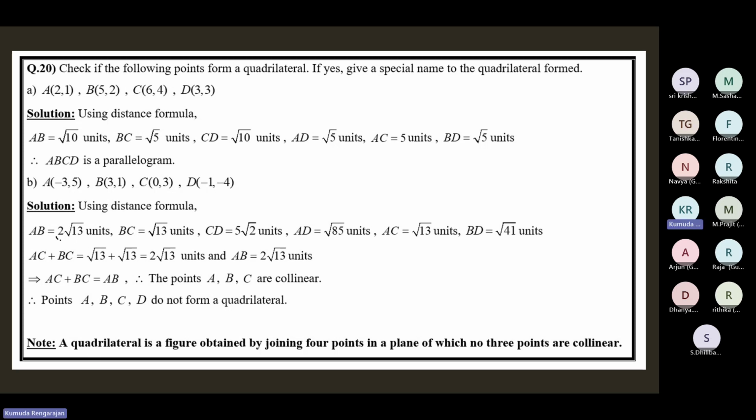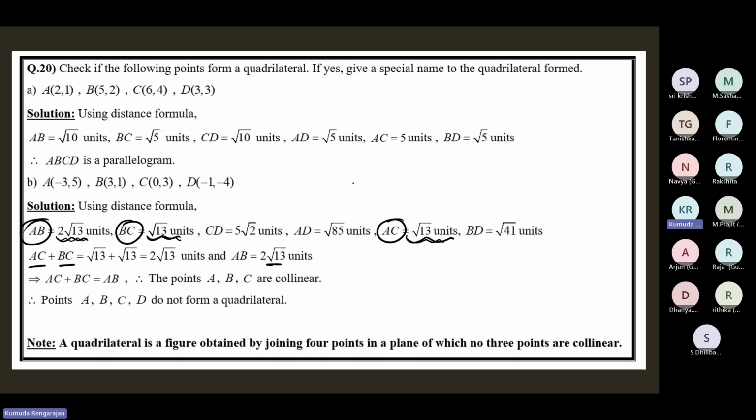So we see that this is 2 root 13. This one is root 13. And here this one is root 13. See, this is 2 root 13. This is root 13. And this is root 13. Which means BC plus AC is equal to AB.